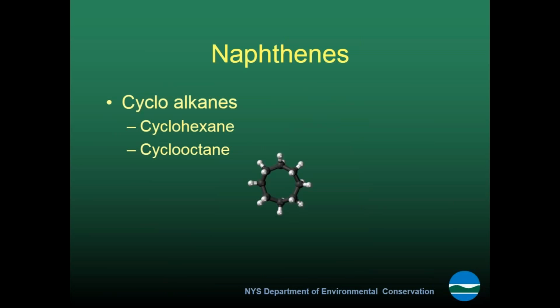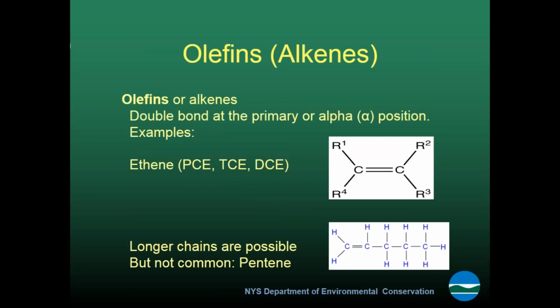The N in PIANO is naphthenes, which are also known as the cycloalkanes: cyclohexane, cyclooctane. These are very common, a common constituent of crude oil, and you'll find them in most petroleum products. The last thing is the olefins, also known as alkenes.